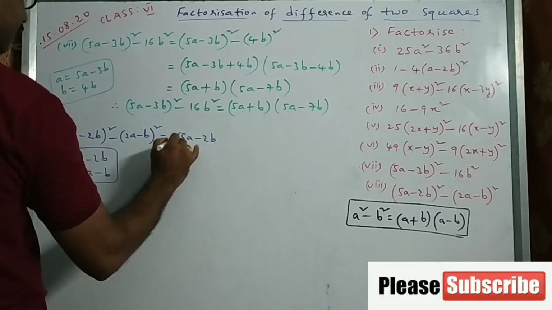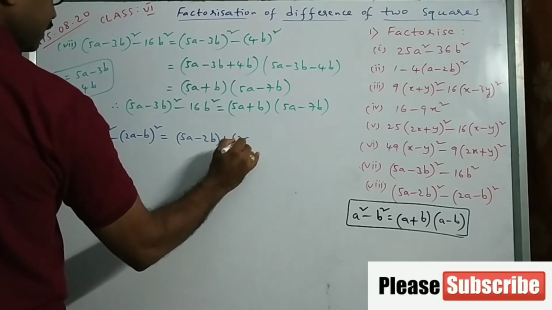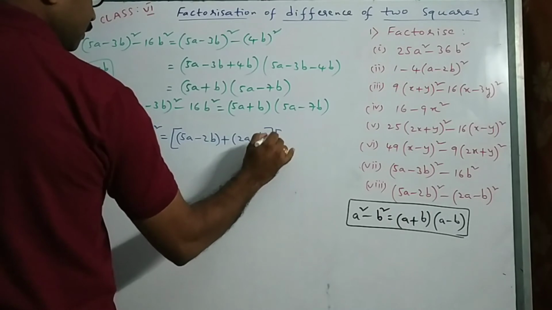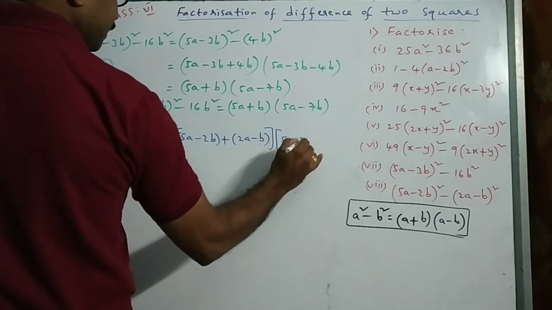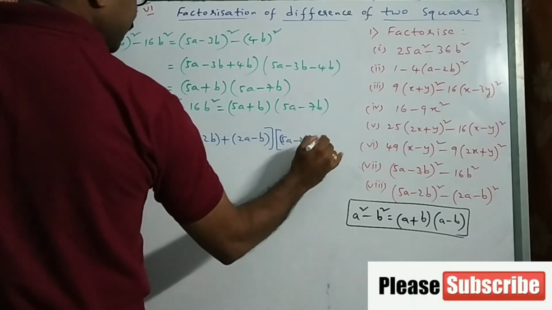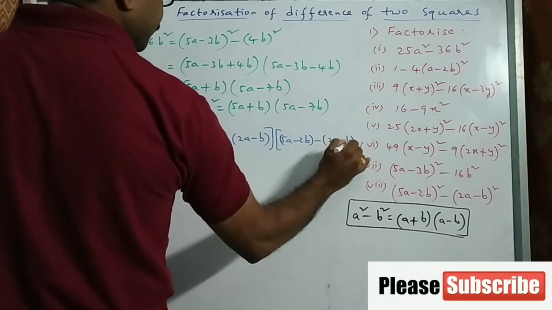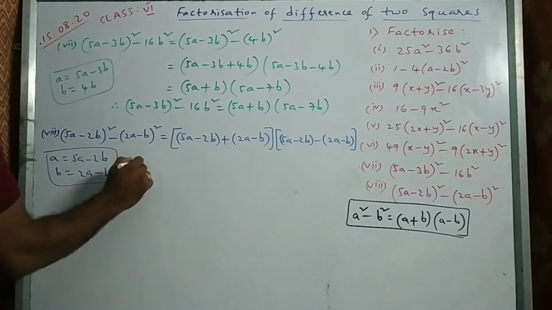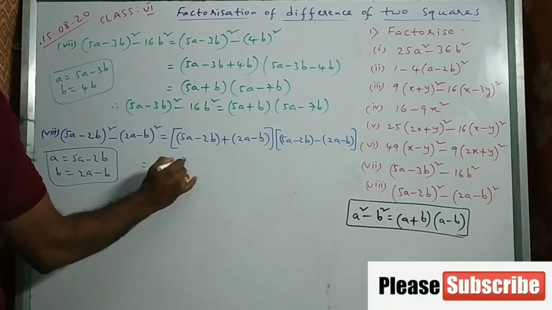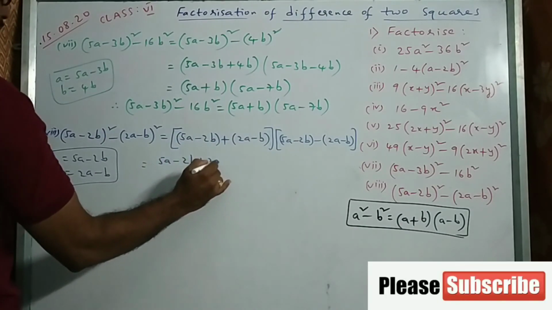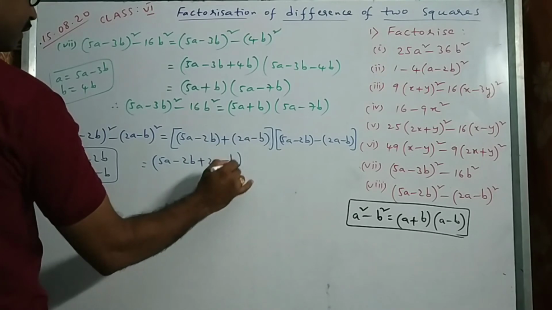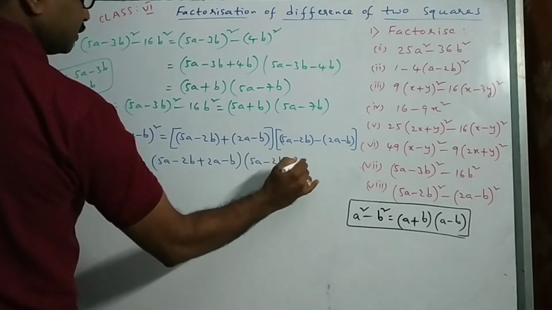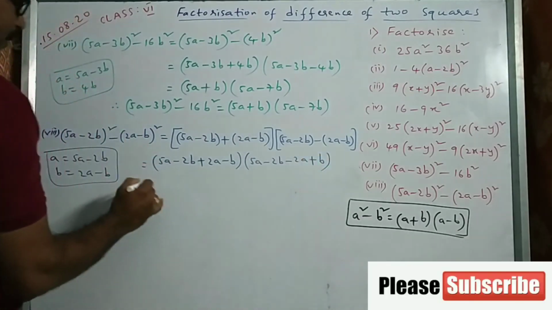A plus b into a minus b. So how can we write this? (5a minus 2b) plus (2a minus b) into (5a minus 2b) minus (2a minus b), that is 5a minus 2b minus 2a plus b.